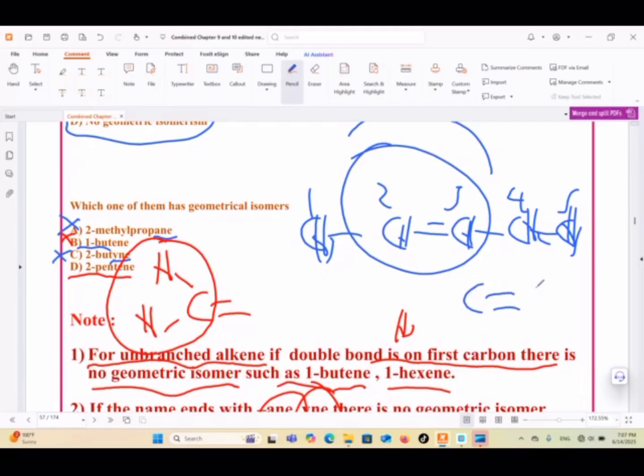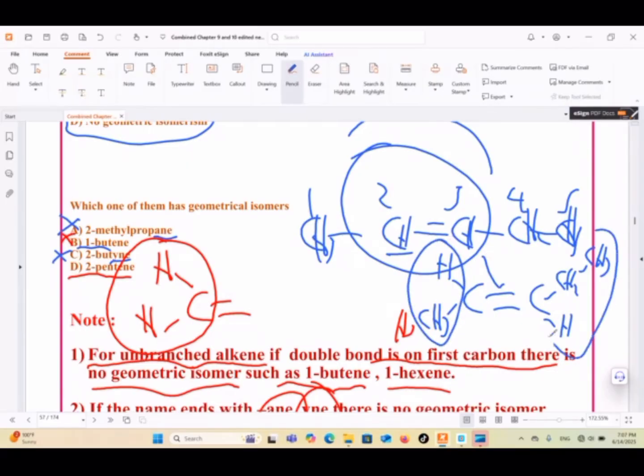Guys, let us draw the expanded structure. This carbon is attached to a hydrogen and, on the other end, CH3, and the other carbon to a hydrogen and, on the other end, CH2CH3. As you can see, let us check the conditions. First, it has double bonds. Second, this carbon is attached to two different groups, and the other as well, two different groups. And third, at least one of the groups is the same: hydrogen and hydrogen are the same. That's what geometric isomer is. That was all about geometric isomer. Thank you for the attention, and I hope it makes sense to you guys.